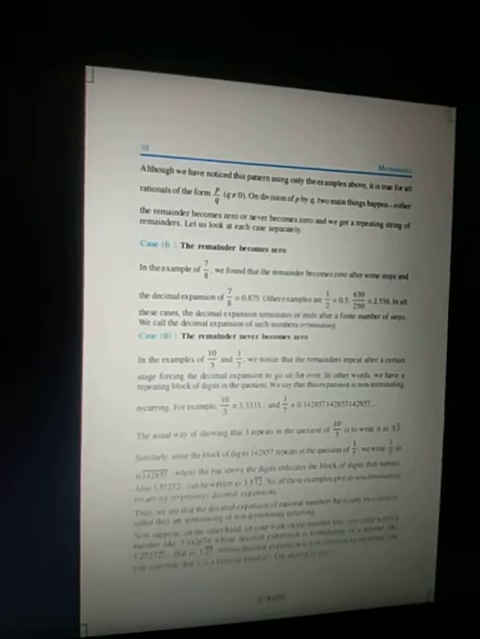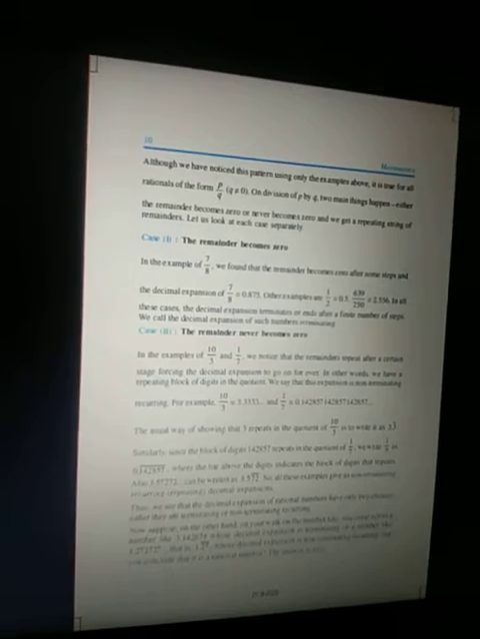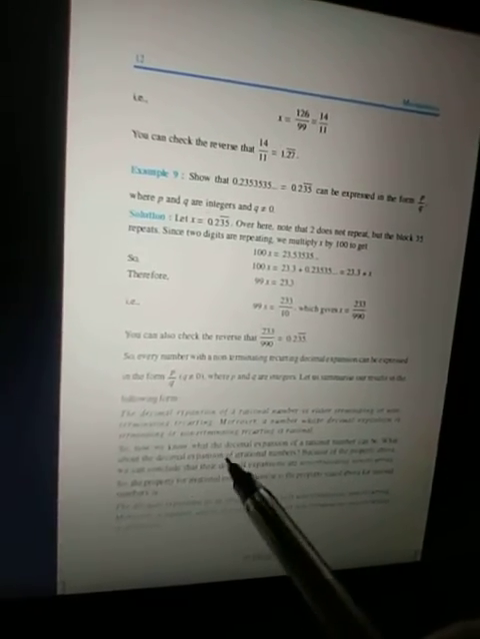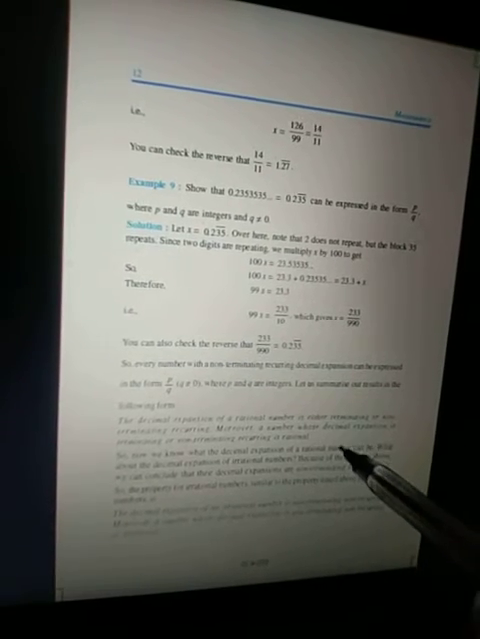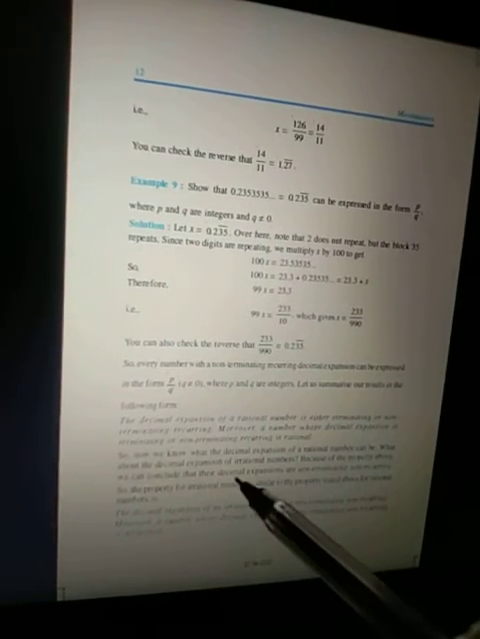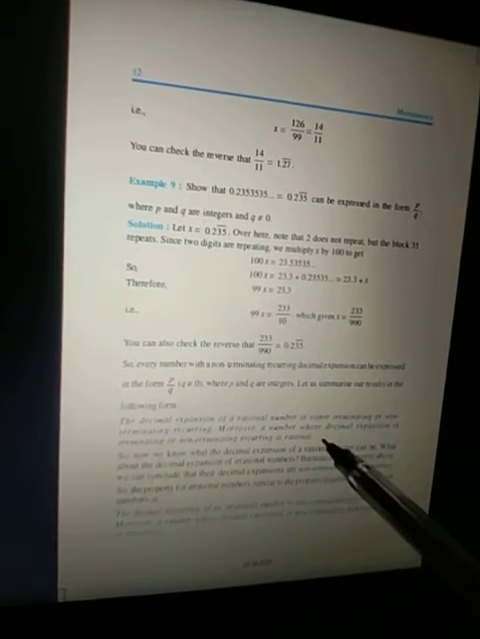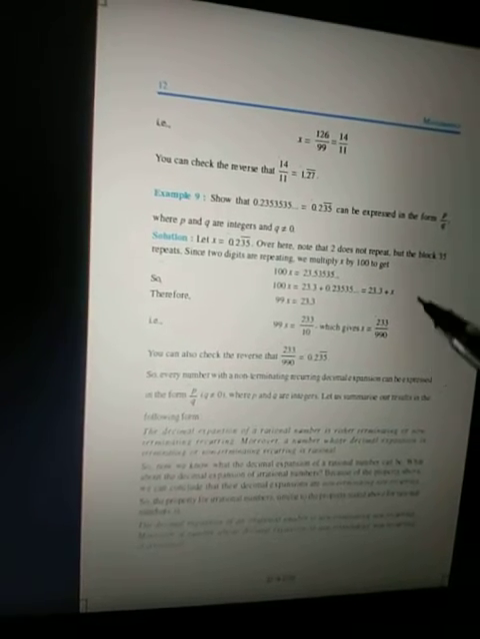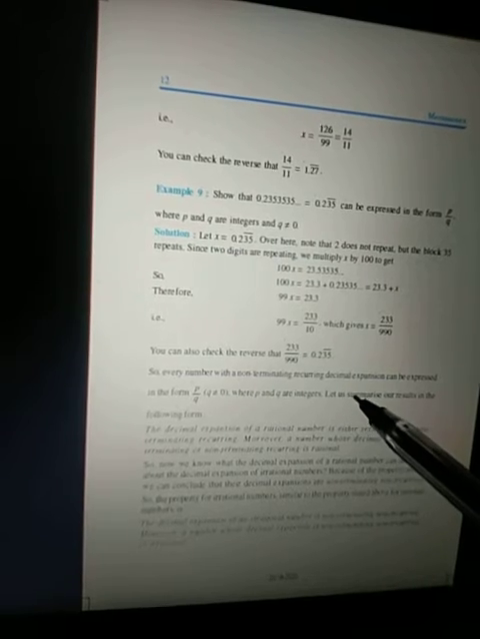There are certain cases we can see from the problems we solved. In some, the remainder becomes 0. In others, the remainder never becomes 0. Here come the differences between rational and irrational numbers. Note that the decimal expansion of a rational number is either terminating or non-terminating recurring. Moreover, a number whose decimal expansion is terminating or non-terminating recurring is a rational number. Other than these conditions, numbers are termed irrational numbers.